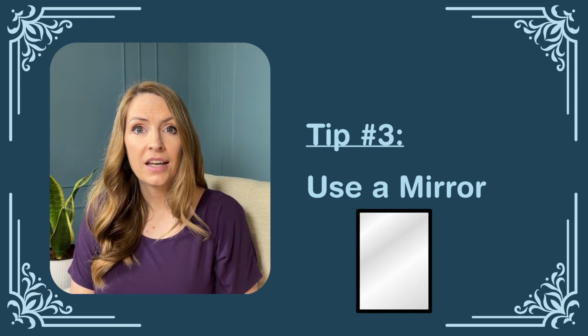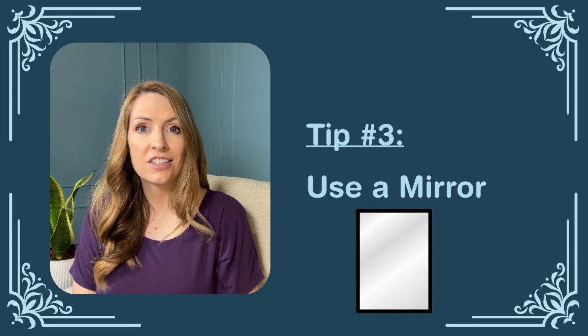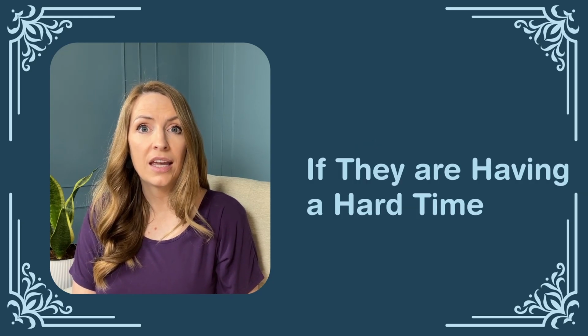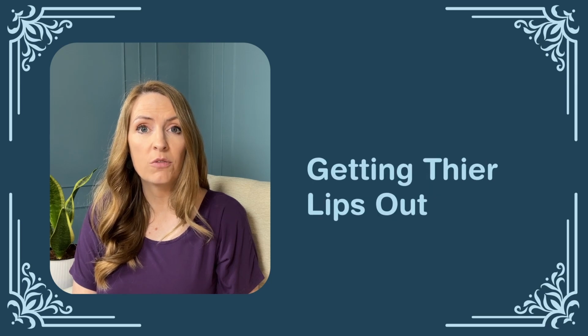Tip number 3, you're going to use a mirror. And this is just going to help your child in case they are having a hard time getting their lips out, pushing them out for a good shh sound. If they're struggling with that at all, you can use the mirror so that they can frequently look in the mirror to see if they're doing it right and what they need to do with their lips to get them in the right position.